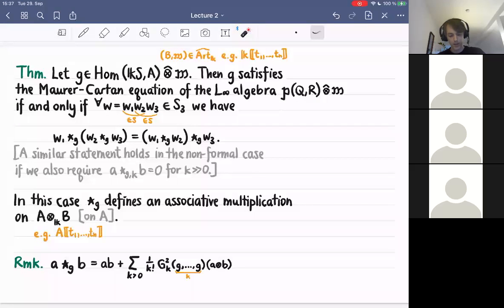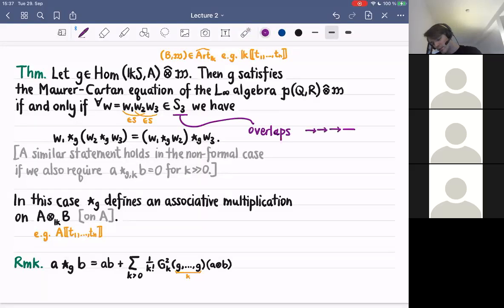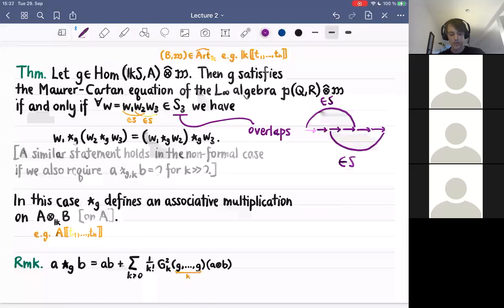If and only if, for every element in S3. I should remind you what this was. These were the overlaps. It looked like if you have a path, and then maybe an element in S as a subpath, and then another element in S as a subpath. So for each overlap, you have the following conditions.